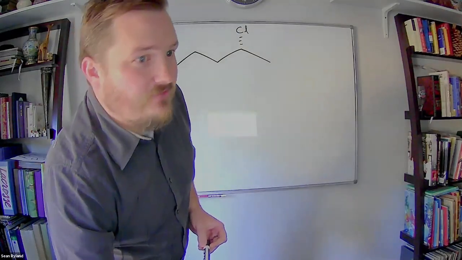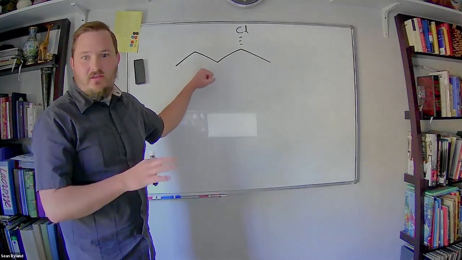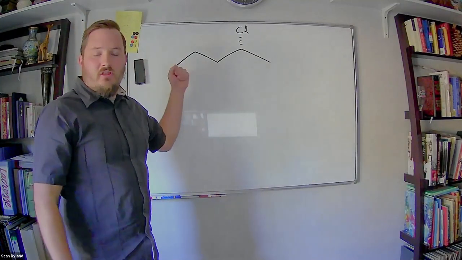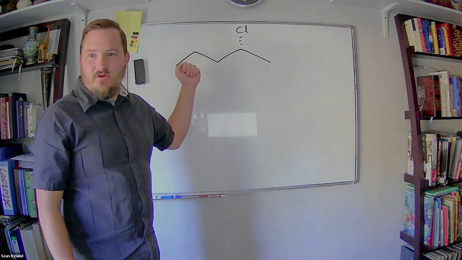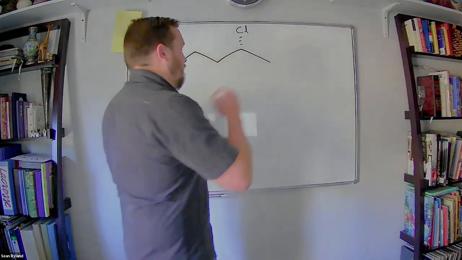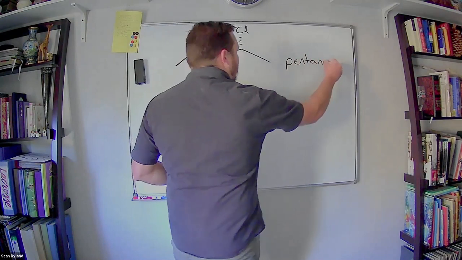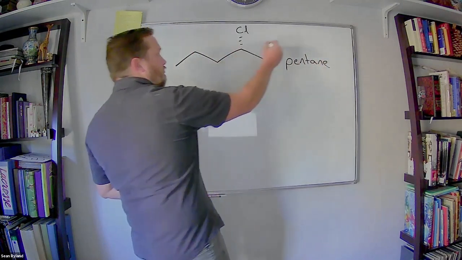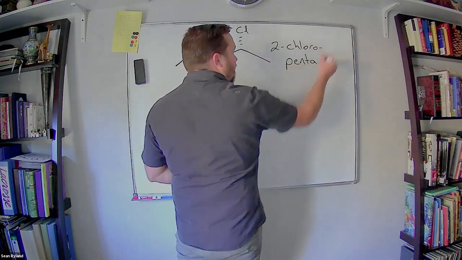So we're going to name this molecule. You can start by doing your naming the regular way. Figure out your longest carbon chain, figure out what branches or halogens you have and put them on there with the numbers. So this would be pentane, and it would be 2-chloropentane.